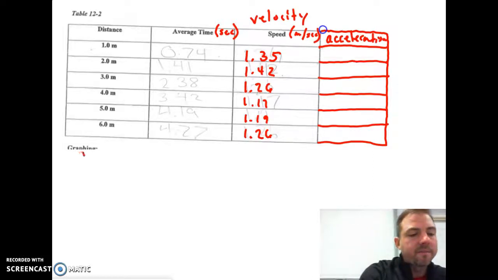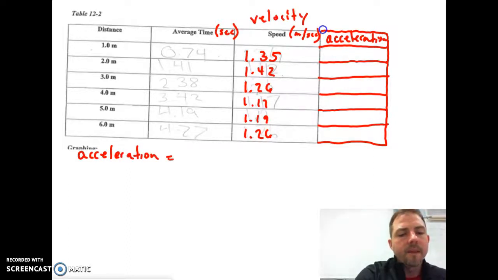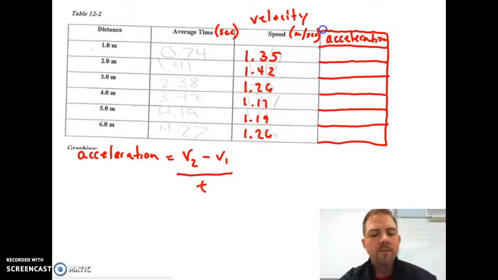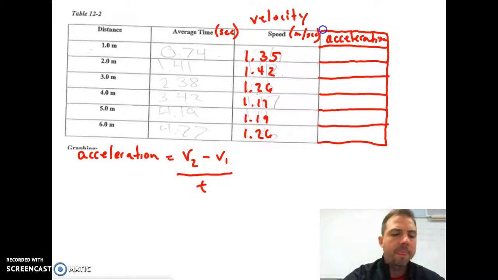Now, acceleration is found by final velocity minus original velocity over time. Notice I abbreviated these. The V2 represents final velocity, minus original velocity, over time. This is our formula that we're going to use.